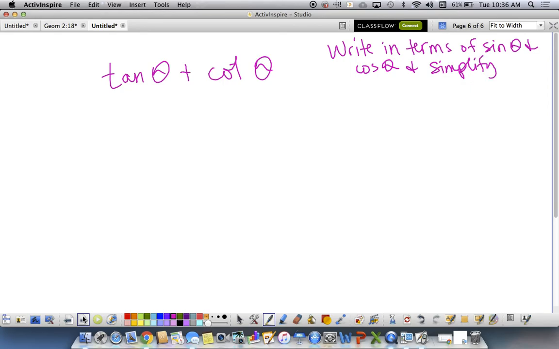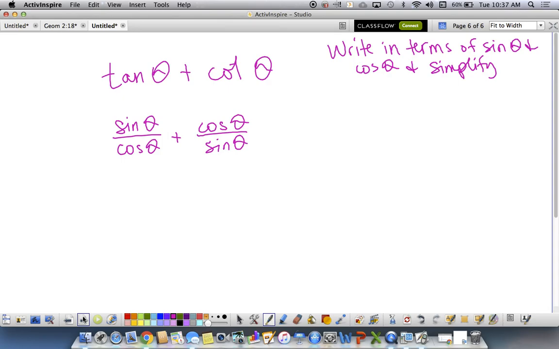Okay? So can we write tangent theta in terms of sine and cosine? Yes. Can you write cotangent theta in terms of sine and cosine? Yes. What are those two things called? Cotangent theta equals cosine over sine. What are those two pieces called? Quotient identities. Tan theta equals sine theta divided by cosine theta. What's cotangent equal? Cosine theta over sine theta.